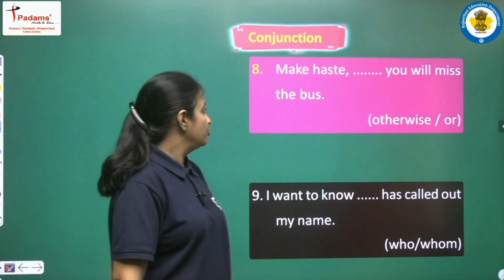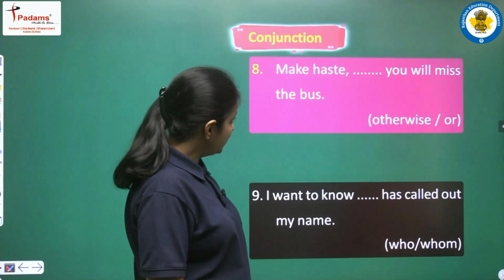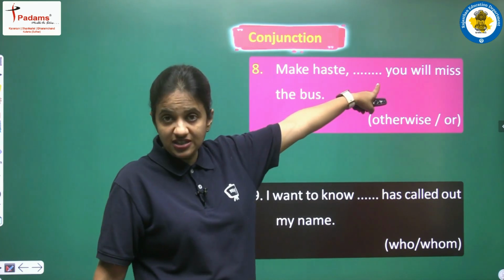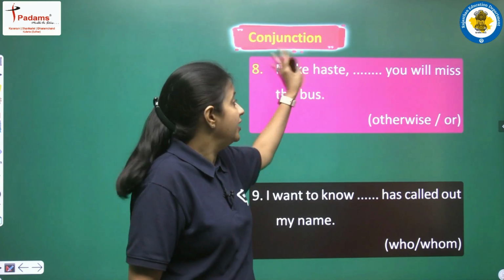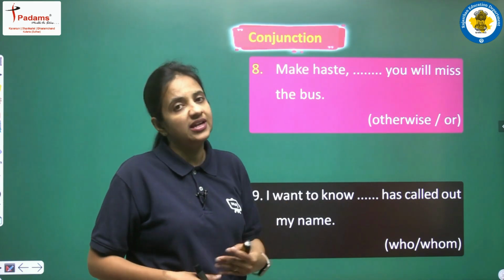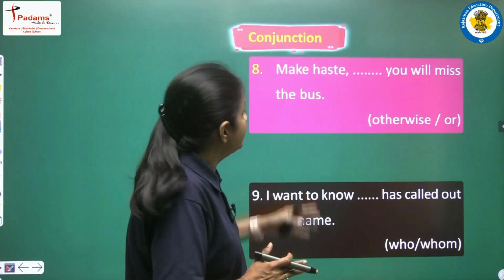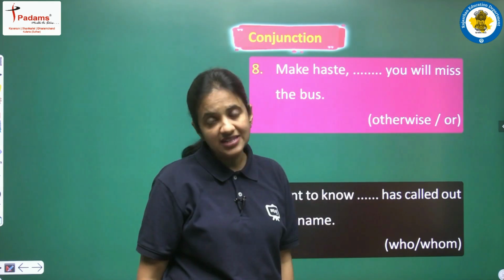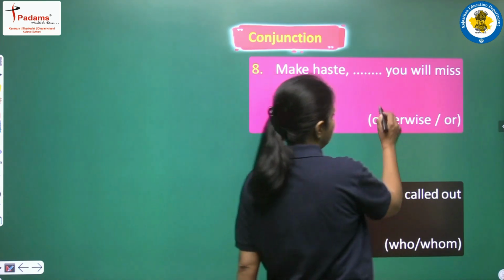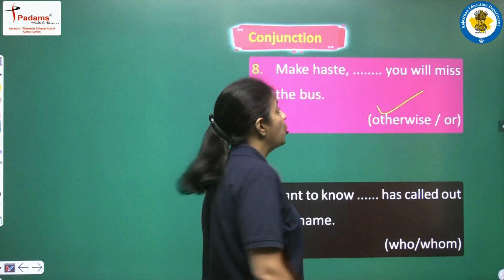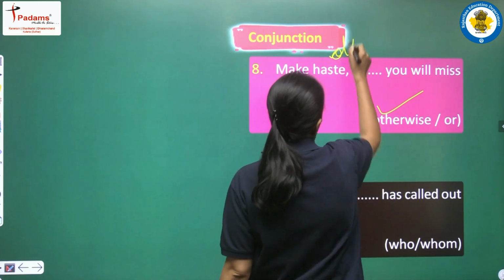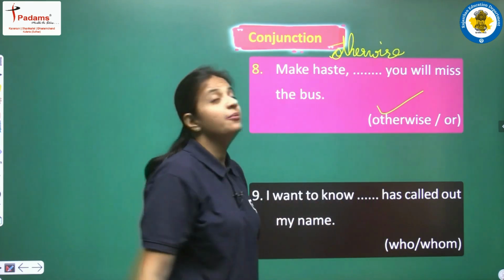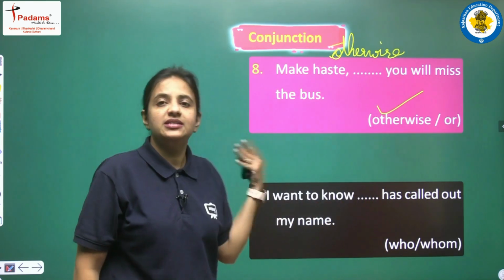Okay. Moving on, next we have: make haste, you will miss the bus. So here, first of all, one instruction is given to us. This is one part of the sentence in which we are saying make haste, it means do it fast. Next we are saying you will miss the bus. So we have two options, otherwise and or. What is the correct answer? The correct answer will be otherwise. So in this option we will choose otherwise, and the sentence will be: make haste, otherwise you will miss the bus.